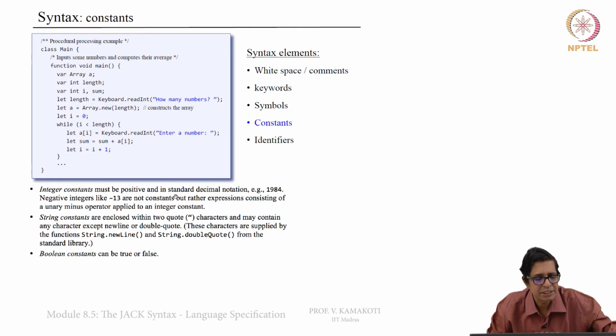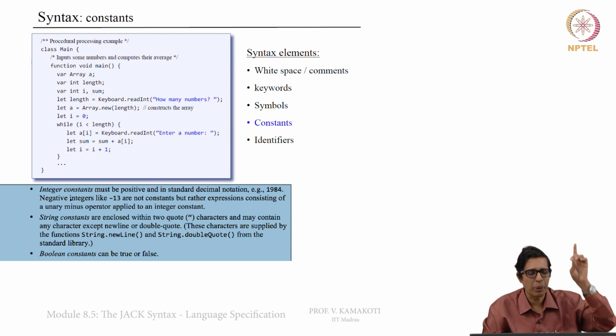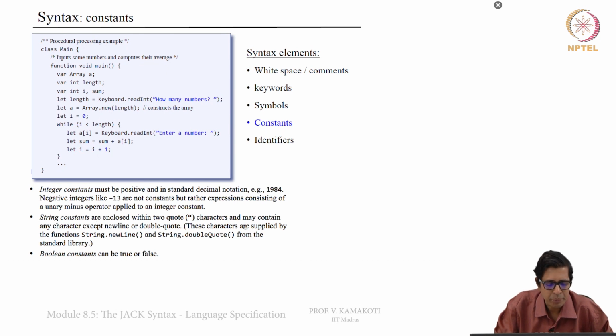So, the integer constants must be positive and in standard notation. Negative integers like minus 13 are not constants, but rather expressions consisting of a unary minus operator applied to an integer constant, right. So, we are now talking about constants. There can be 4 constants. The integer constant is always positive, and negative integers like minus 13 are expressions, that is a unary minus followed by 13. String constants are in double quotes and may contain any character except new line or double quote. So, I cannot have a double quote inside double quotes.